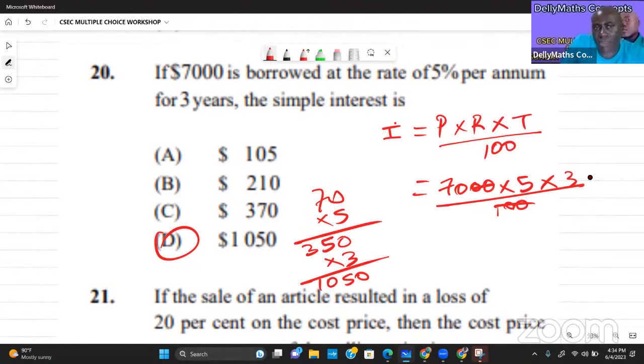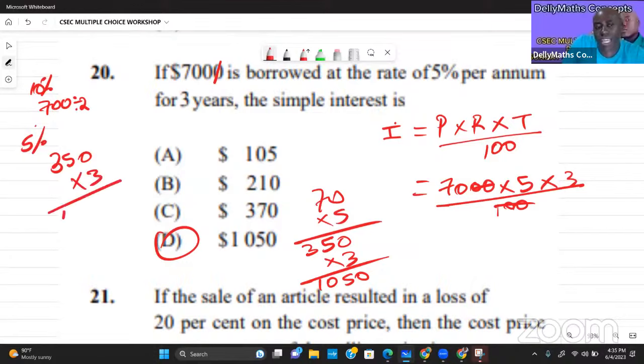If I have 7,000, 10% is just to drop a 0 off. So 10% is 700. So 5% is a half of that. I'll divide this by 2 and I'll definitely get 350 for 5%. This is for 1 year. Then I could go for 3 years and I'll get the same answer. It's up to you how you want to go. So you could see the flow of ideas, the same things coming back because it's built on the same concept.